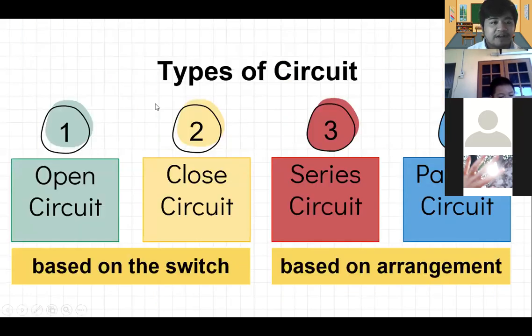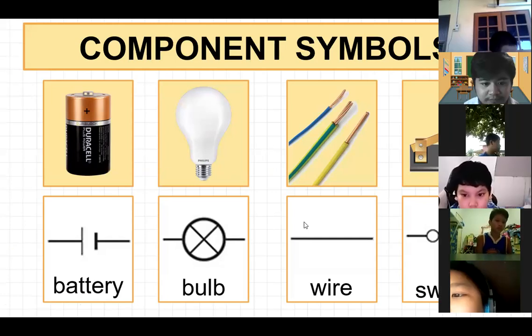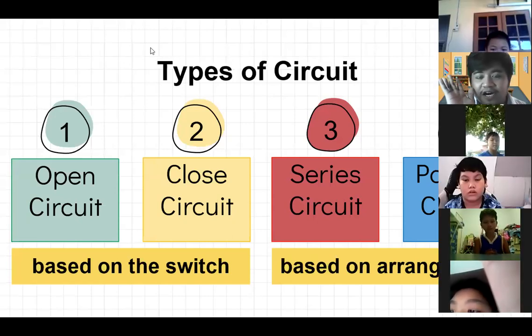So we have also learned about the 4 types of circuit. Who can give me? Okay, I'll just give it right away. Open circuit. What else? Closed circuit. What else? Series and parallel. Okay, now I want a volunteer.